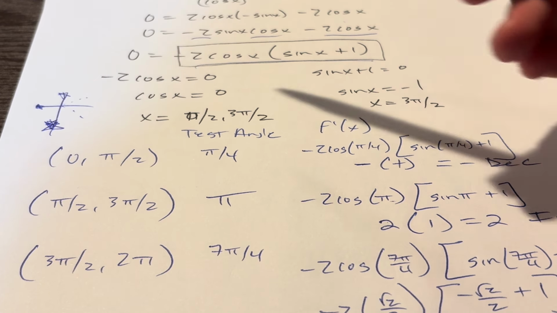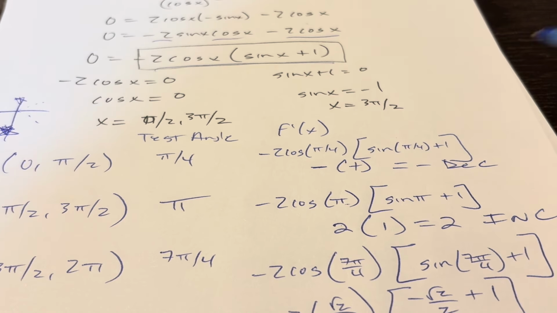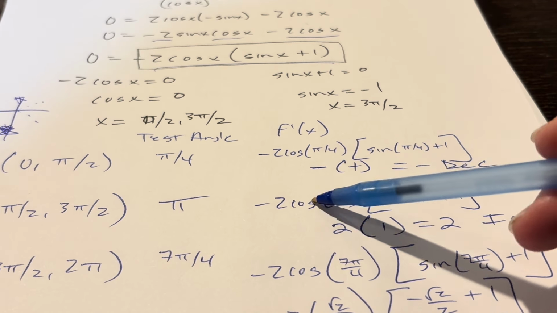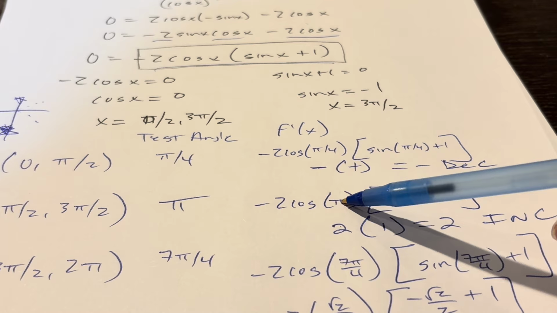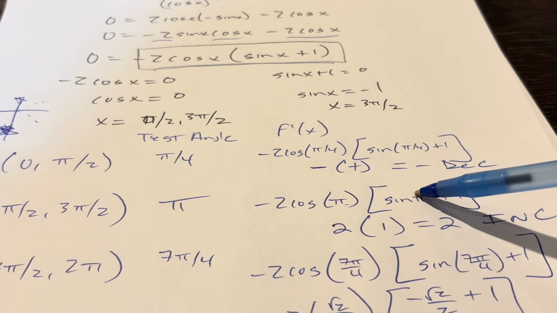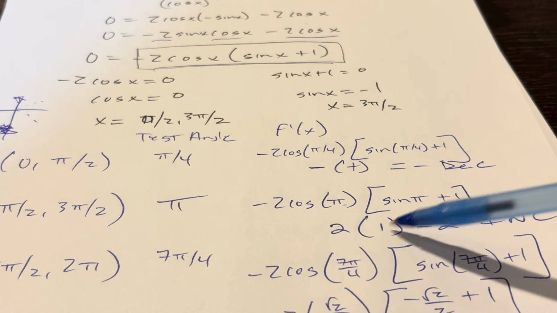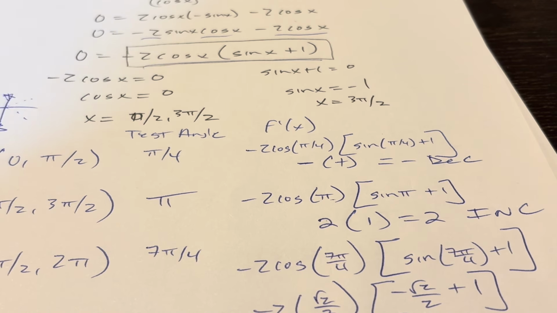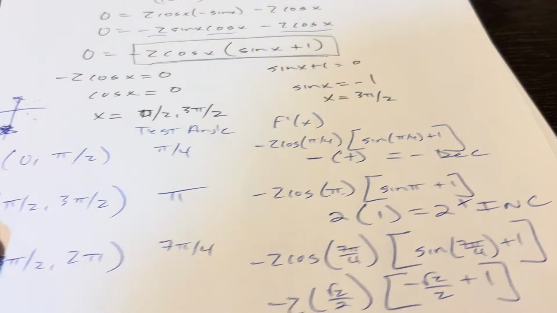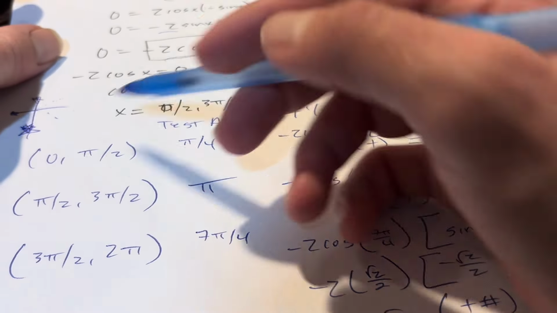What's a good one to use for pi over 2 to 3 pi over 2? Definitely pi. That's why it's highlighted. Negative 2 cosine pi. Well, cosine pi is a negative 1. Negative 1 times negative 2 is 2. Sine of pi is 0, so 0 plus 1 is 1. 2 times 1 is 2, which is positive. It's increasing.